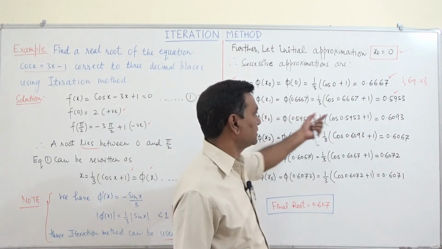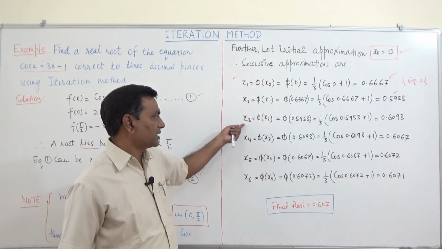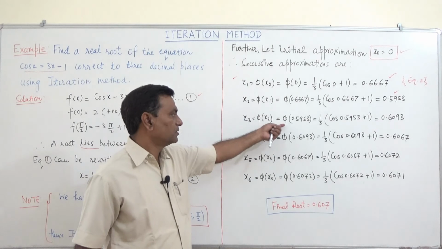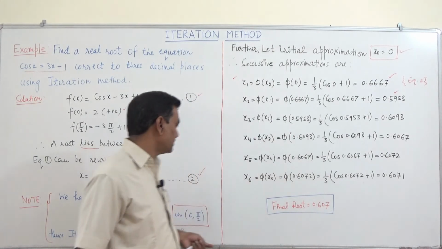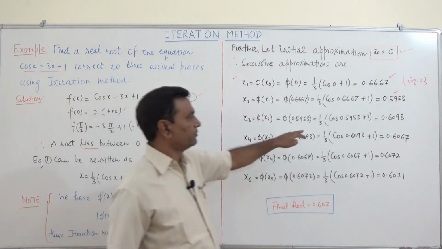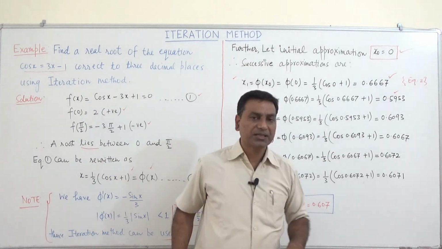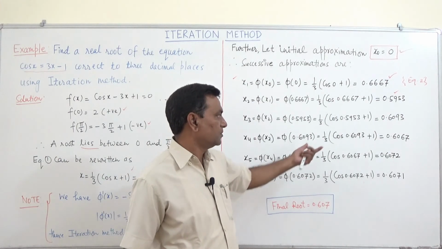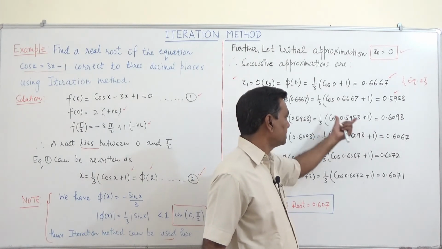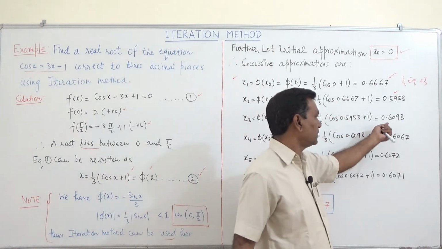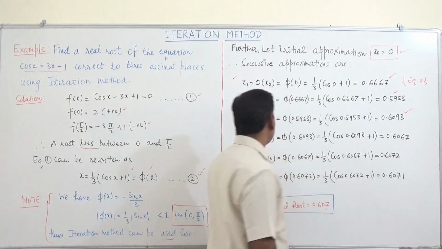Now we use the value of x2 again. For the third approximation, x3 = phi(x2) = phi(0.5953). We put this value again in equation number 2, so it comes out to be (1/3)(cos 0.5953 + 1). This value we can calculate from the log table, and it comes out to be 0.6093. This is the value of the third approximation.